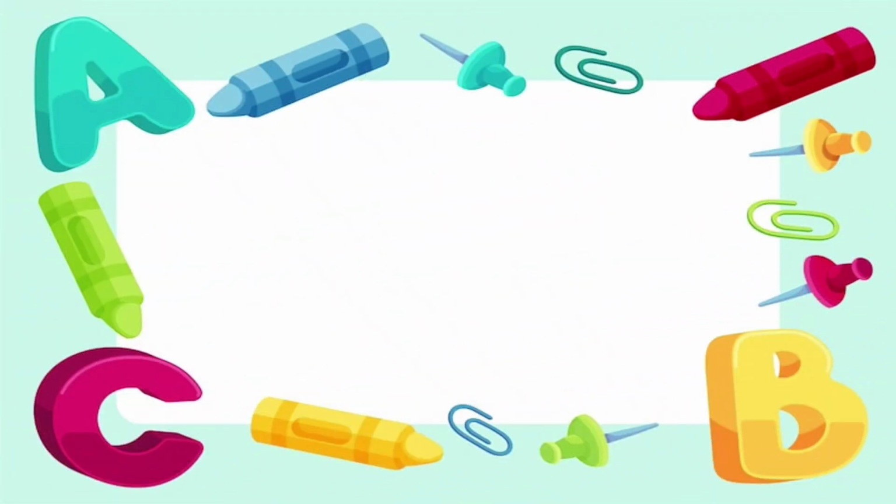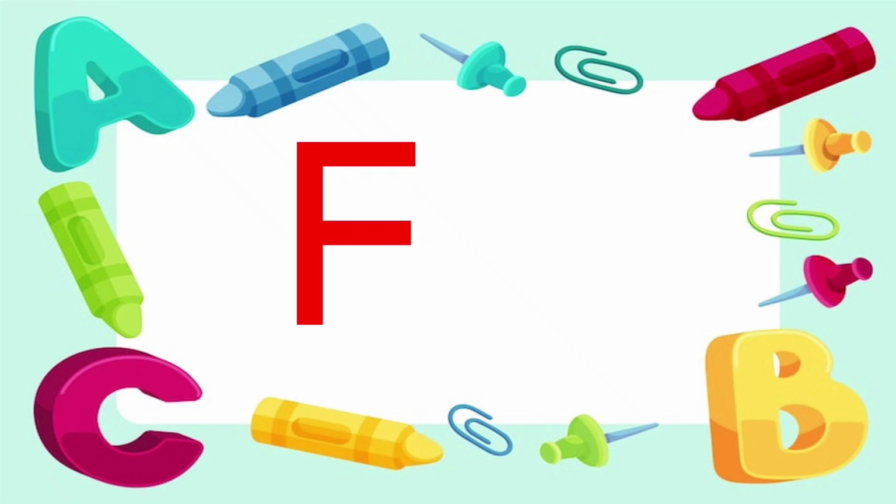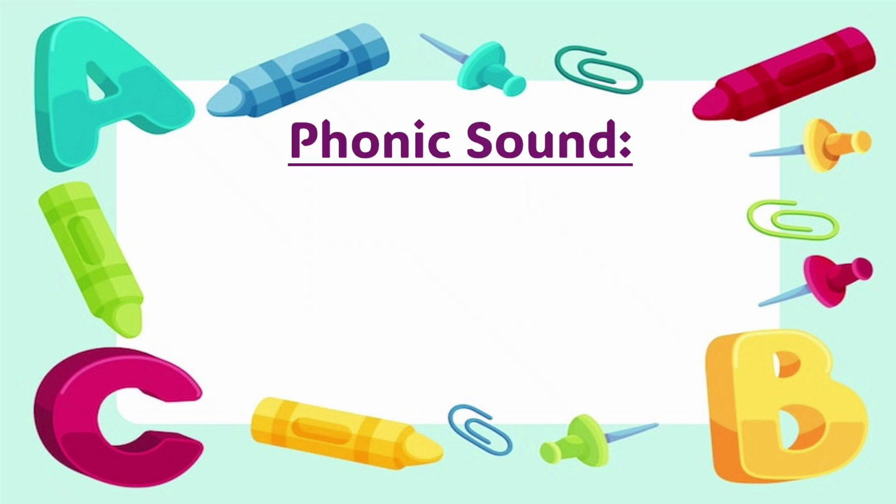Do you know who will come next? Yeah, it's F. After E the letter is F. This one is capital F. This is small f. Let's see the phonic sound of F. Fa. Repeat kids. Fa.